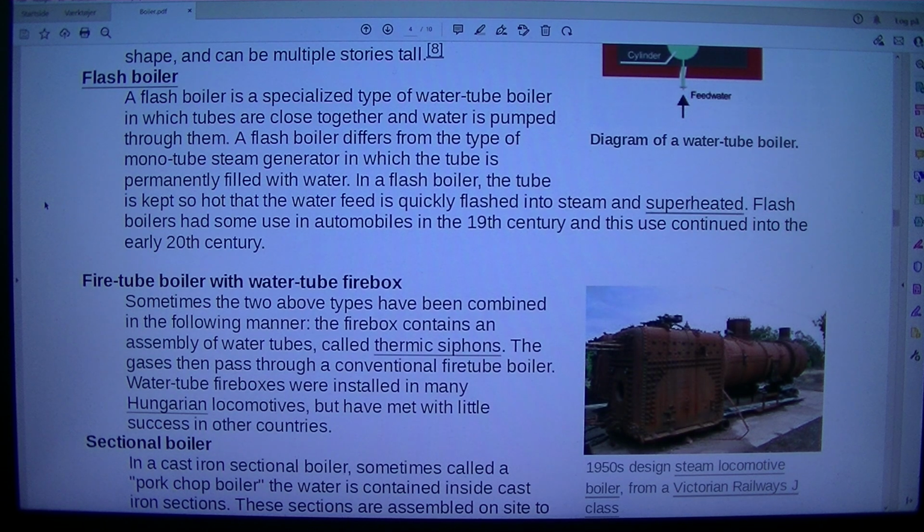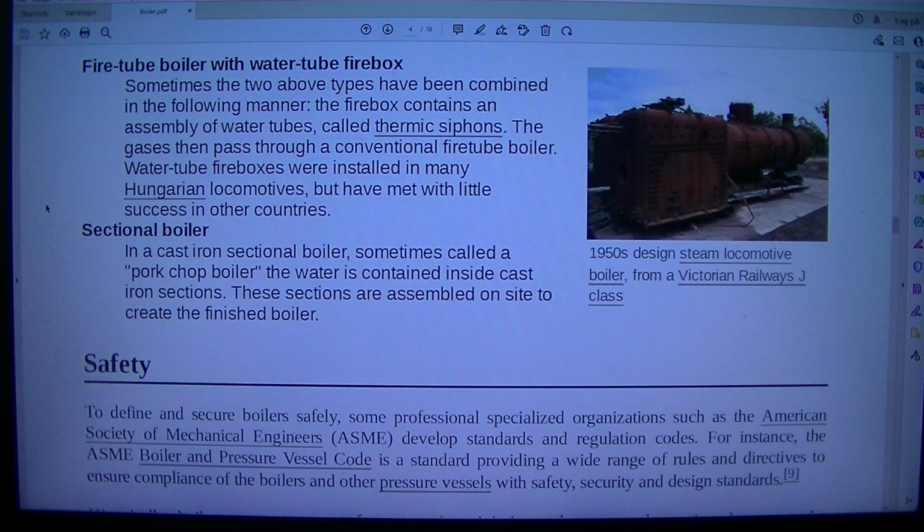Flash boilers had some use in automobiles in the 19th century and this use continued into the early 20th century. 1950s design steam locomotive boiler, from a Victorian Railways glass fire tube boiler with water tube firebox. Sometimes the two above types have been combined in the following manner. The firebox contains an assembly of water tubes, called thermic siphons. The gases then pass through a conventional fire tube boiler. Water tube fireboxes were installed in many Hungarian locomotives, but have met with little success in other countries.